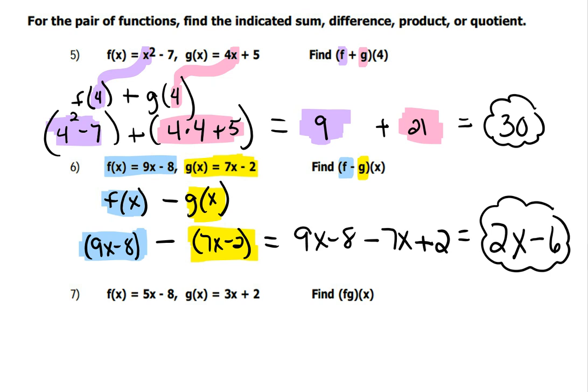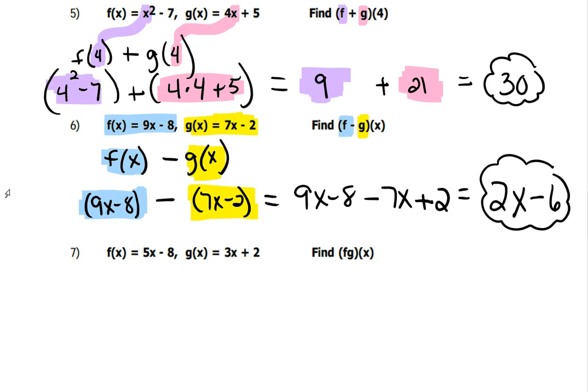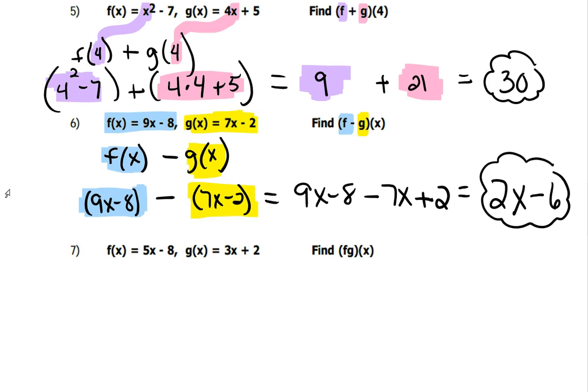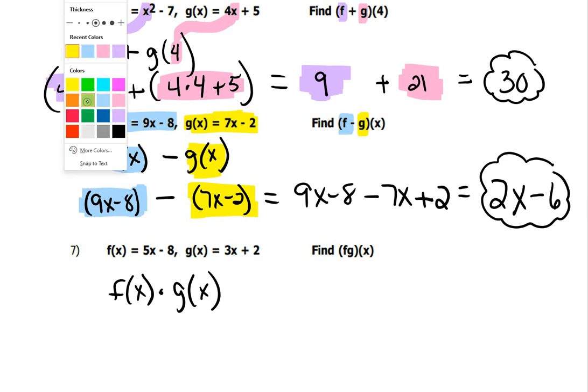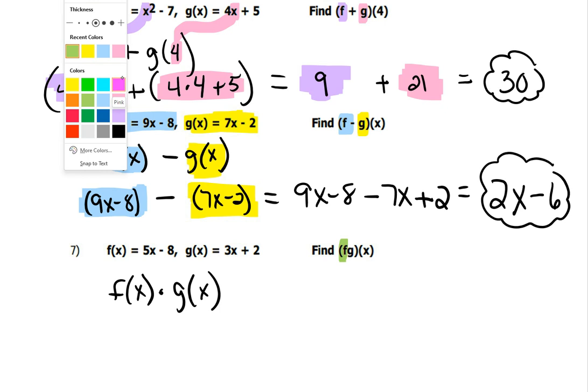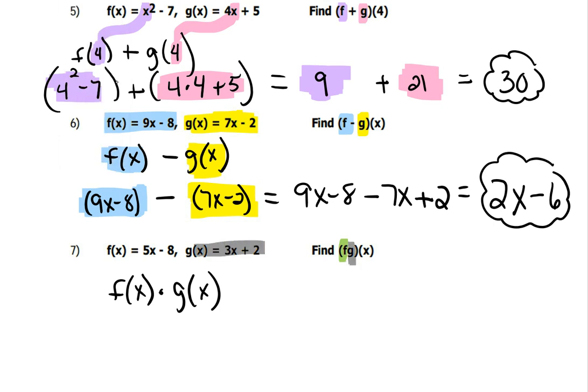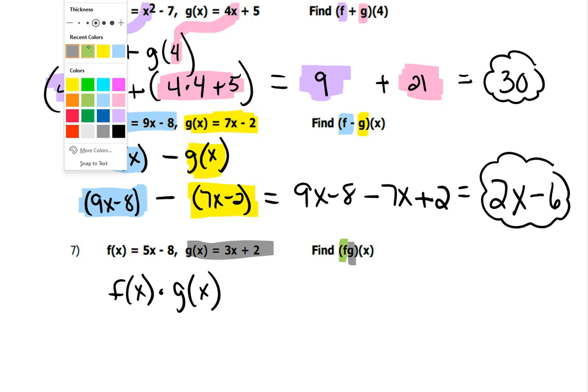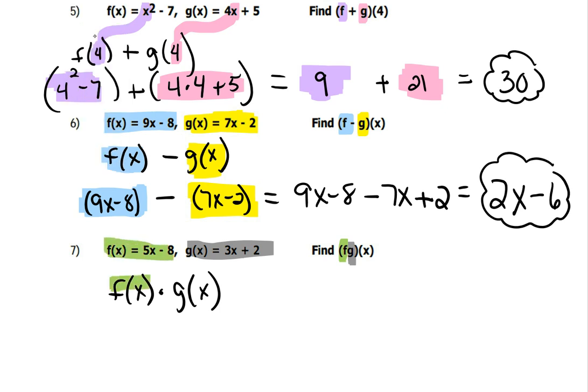And then the next one is f times g of x. Okay, so we're going to take f of x times g of x. Okay, and this time my f function will be green, and my other function, what color haven't I used? How about gray? Will be gray. So that's that one. And that's that one. So just multiply them.